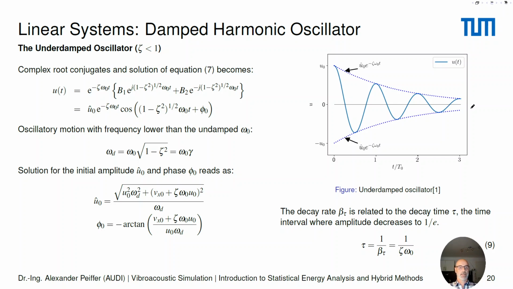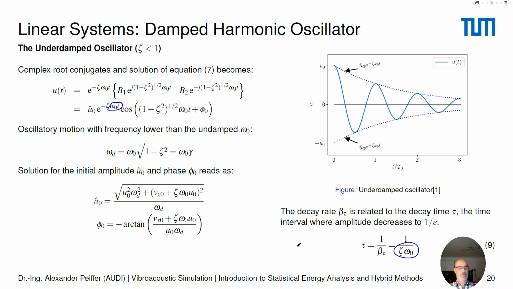This decay can be expressed in a so-called decay rate given by beta, tau. It's also related to the decay time, and that's the reciprocal of it. That's the time interval where the amplitude decreases to 1 divided by e, and those are the definitions of the decay time and decay rate, and the relationship to our equation, which is here this C times omega 0, given in this expression.